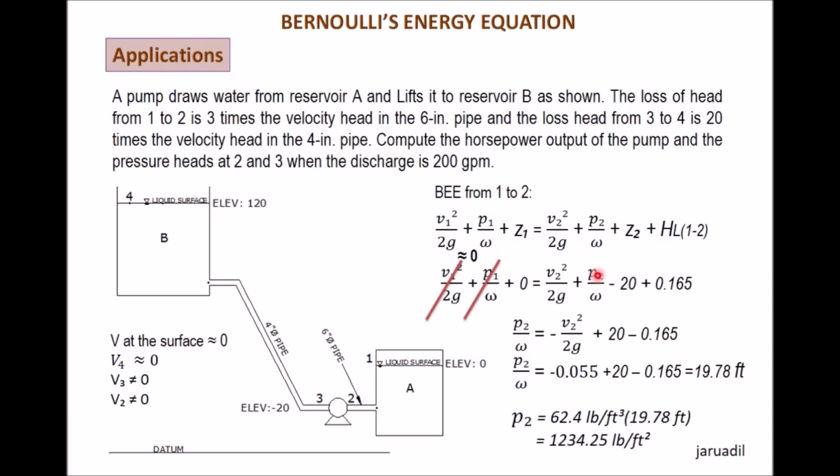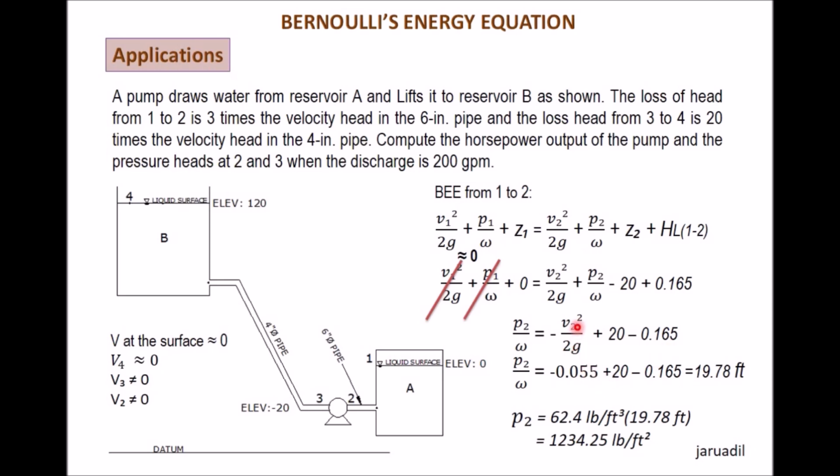Now solving for P2 over omega from this equation, since the left side of the equation is equal to 0, we transpose all other variables and constants to the left side, and we retain P2 over omega on the other side. So P2 over omega is equal to negative V2 squared over 2g. So ililipat natin yan dito. So yung negative 20 ay ililipat natin, magiging siyang positive 20. Yung positive 0.165 ililipat natin, magiging siyang negative 0.165.